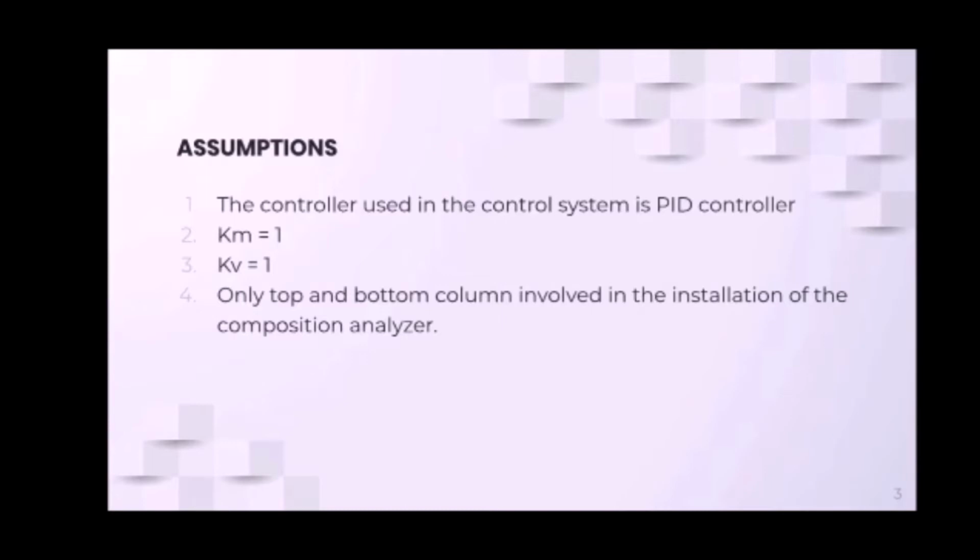Km, which is the steady state gain for GM, is assumed to be 1. Next, Kv, which is the steady state gain for Gv, is also assumed to be 1. Last, only the top and bottom column are involved in the installation of the composition analyzer. Km and Kv will later on simplify the transfer function equation.